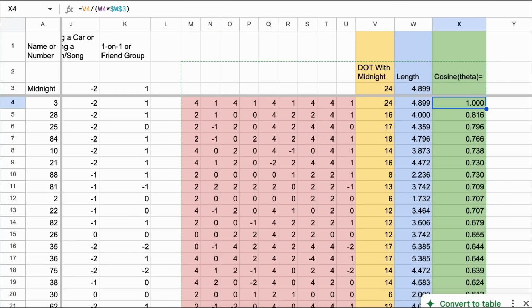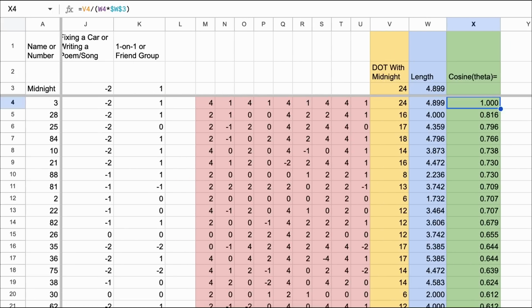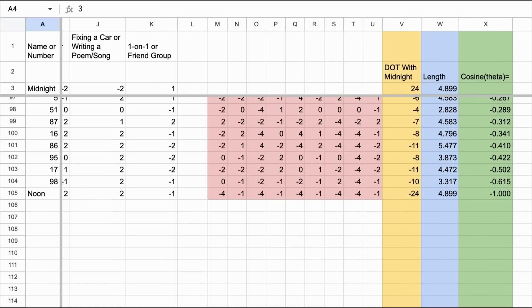Sorting by the cosine to rank the students puts the best matches at the top. We can see that there is one student with the exact same answers as midnight, and many others with values close to 1. Notice how all values are between -1 and 1, as we would expect, where +1 indicates a perfect match here, and -1 indicates an exact opposite.